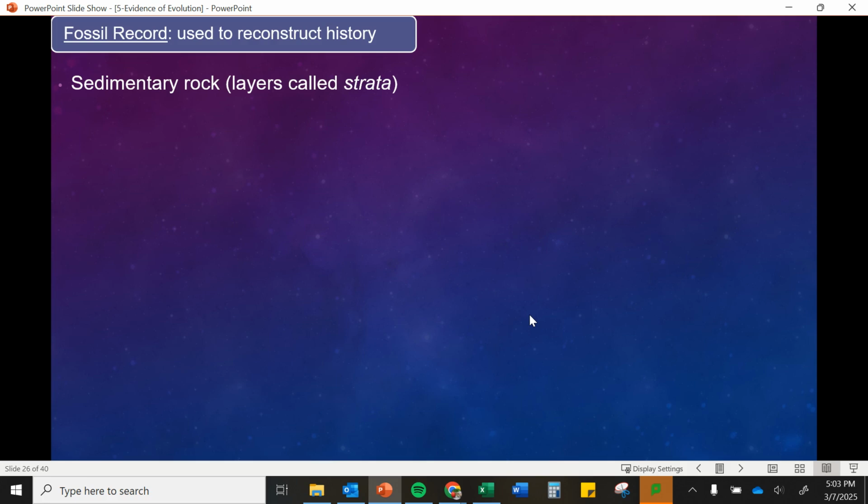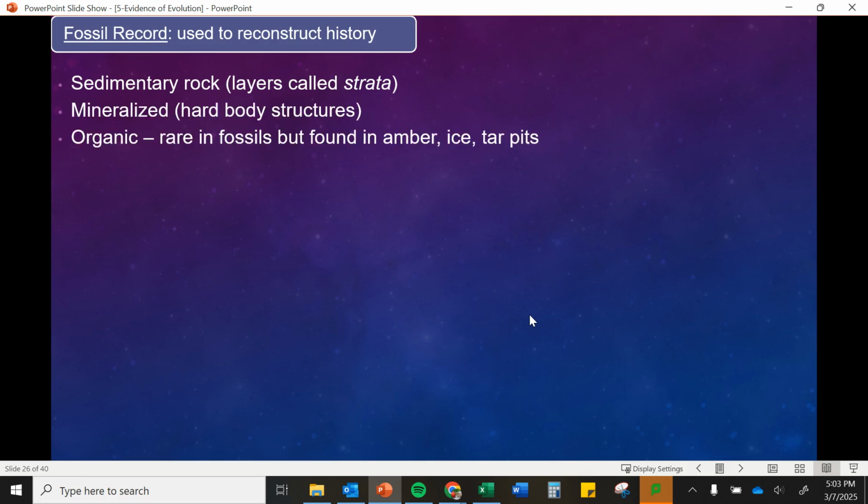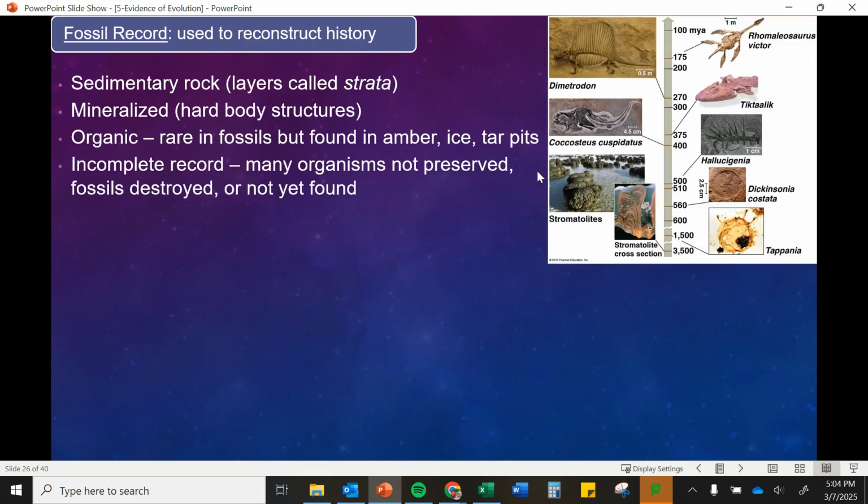And we can use it to reconstruct. There are different layers in our rock, and we can then get our fossils from that rock. We can also get fossils found in amber, ice, or tar pits as well.